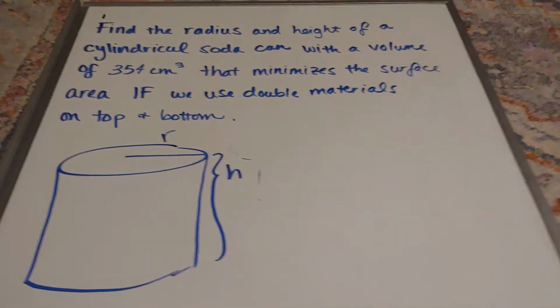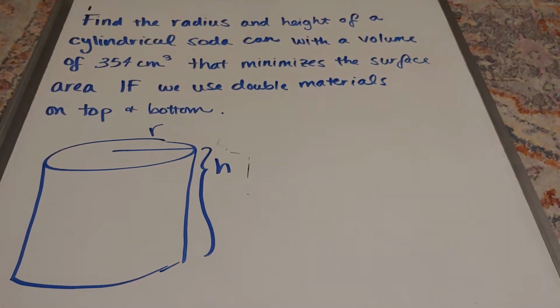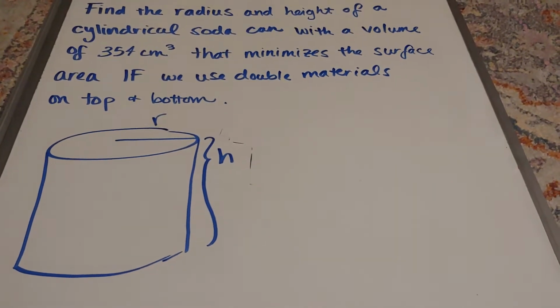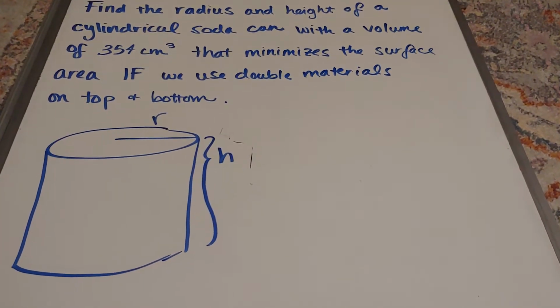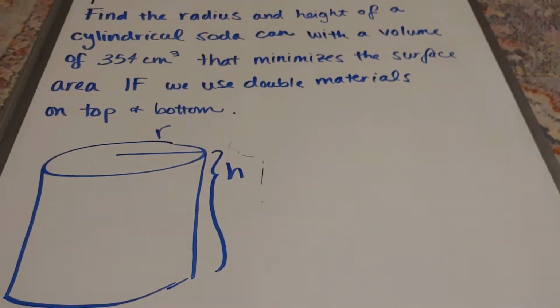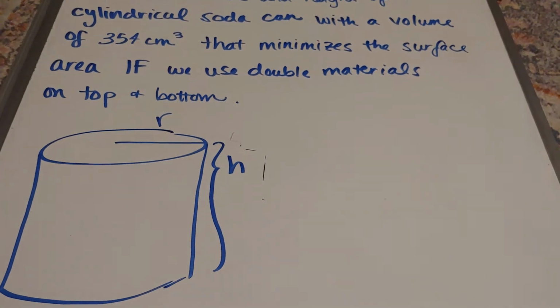All right, this is number 35B in our book. It says find the radius and height of a cylindrical soda can with a volume of 354 cubic centimeters that minimizes the surface area if we use double the materials on the top and bottom. So part A does not have the double the materials part.